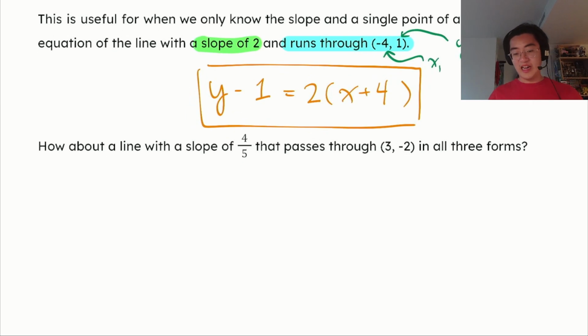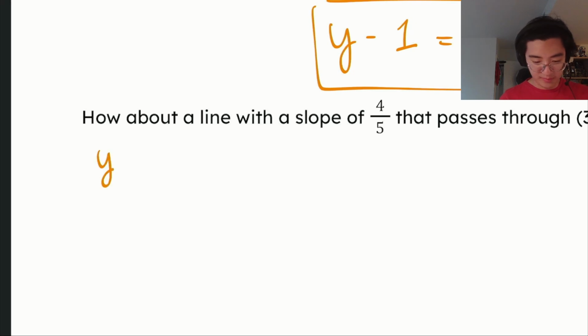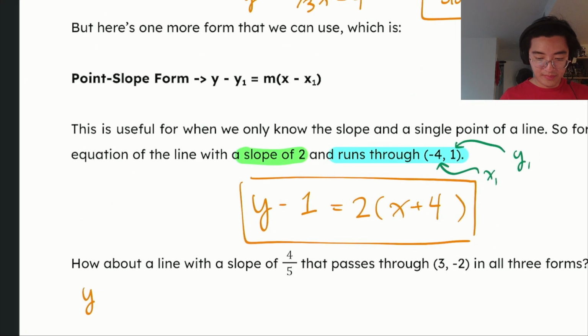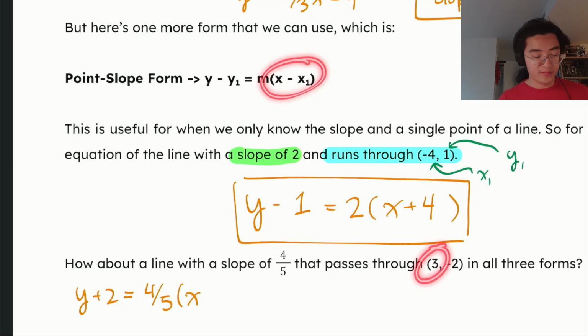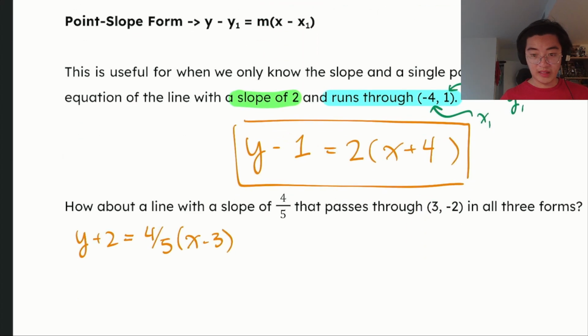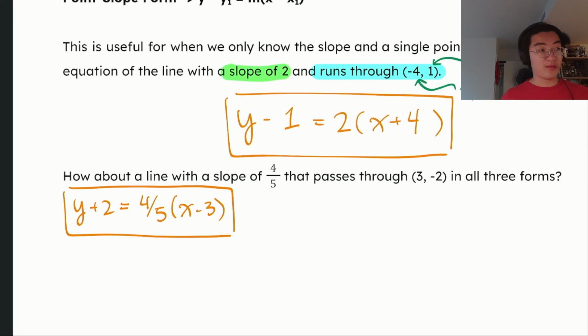Okay, so now let's try this. How about a line with a slope of 4/5 that passes through this point? If we are given a point and a slope, the easiest form to find is the point-slope form. So once again, we're subtracting the y value, which is -2, so it's y plus 2, equals the slope, which is 4/5, and then x minus the x value of the point, and that's it. So that is our point-slope form.